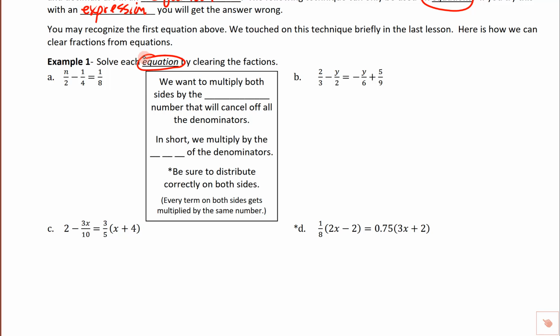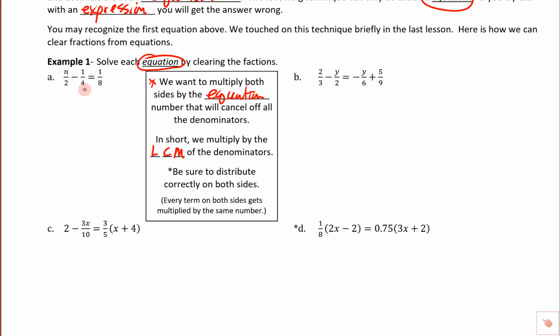So here's basically what we want to do in this little box. We want to multiply both sides of the equation. There's that word again. Want to emphasize, got to deal with an equation on these. We want to multiply them by a number that will cancel off all the denominators. So what we want to do here is multiply by the LCM, the least common multiple of the denominators, or sometimes we might call it the least common denominator.